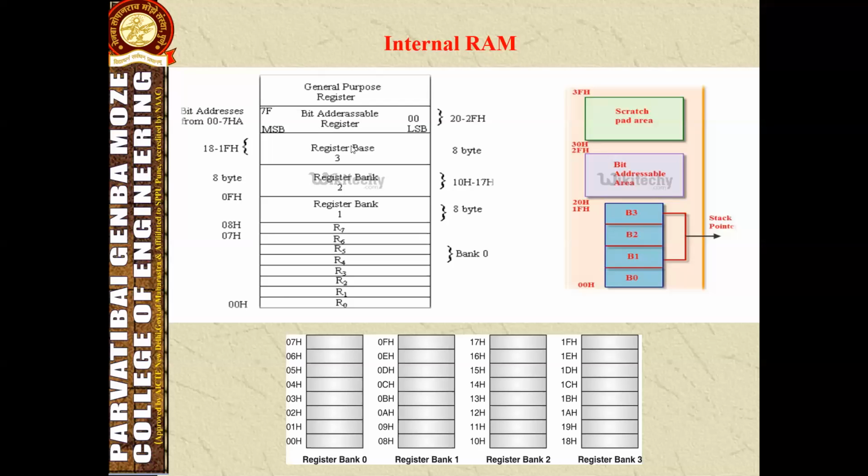So this is the internal memory organization. How the memory will be organized, you can see in this slide. The computer system should have memory for the program code, and the memory for the program code is normally called ROM.